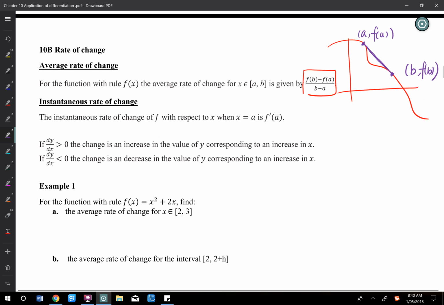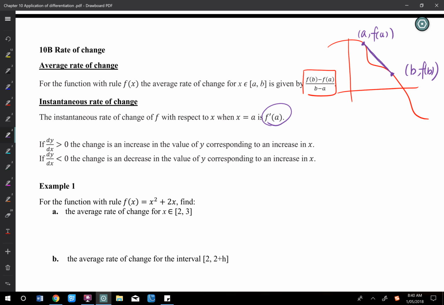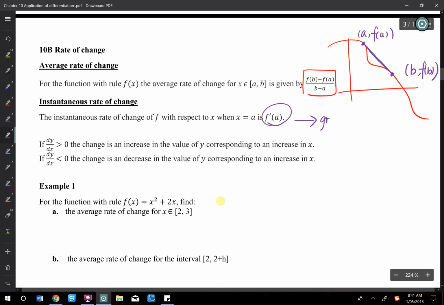The second type is the instantaneous rate of change, which is f'(A). So at that moment, what's the direction? Well, the tangent can give you the direction of the movement of the particle. So what's the direction of movement? Like how steep this tangent is. So f'(A) is the gradient of the tangent. Remember f'(A) also means the gradient of the tangent, and the tangent is also the direction of motion.